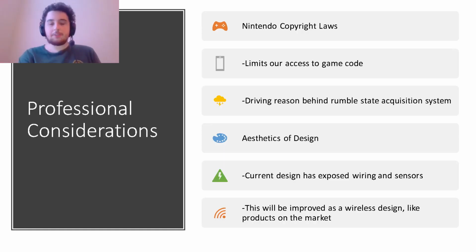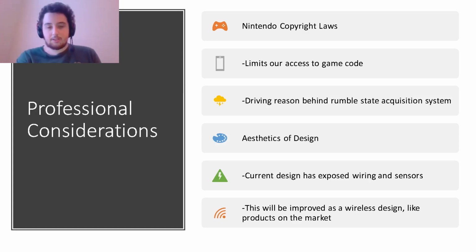Looking at professional considerations, a big consideration was Nintendo copyright laws, which basically are laws that protect Nintendo's intellectual property, like Mario Kart. A big part of this is that it limits our access to game code, which is important when we try to implement our resistance system in Mario Kart.